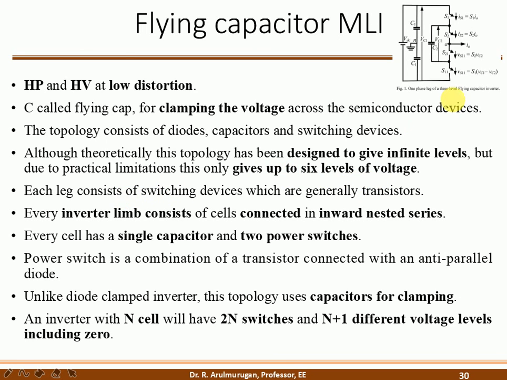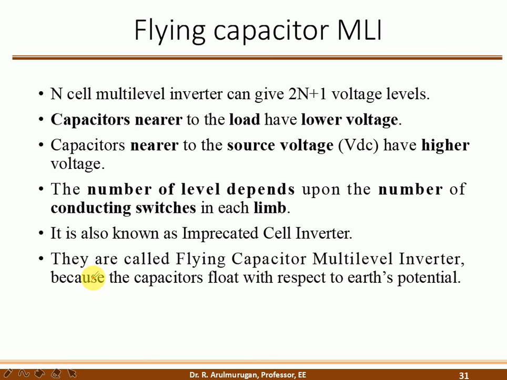Each leg consists of semiconductor switches, which are generally power semiconductor transistors. The inverter limb or leg consists of cells connected in an inward nested series method. A single set of capacitors and two power switches is used, and every switch has an anti-parallel diode connected. Here is the number of cells. A multi-level inverter can be defined by 2n plus 1 voltage levels. This is a formula based definition.